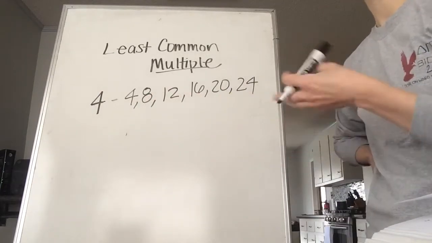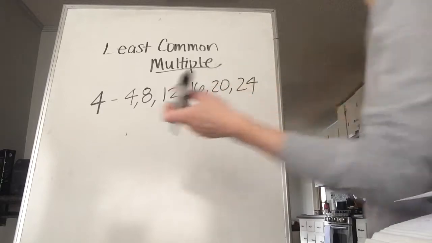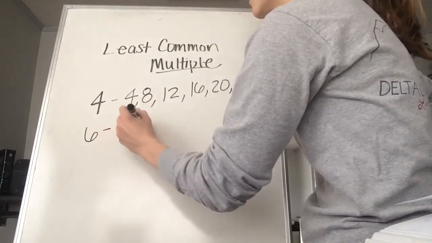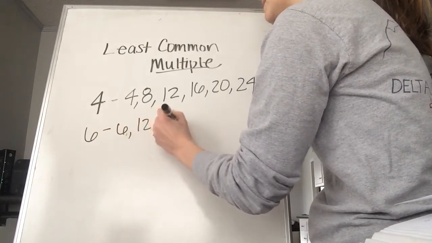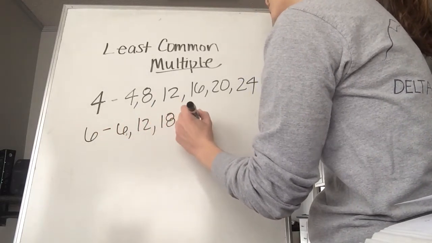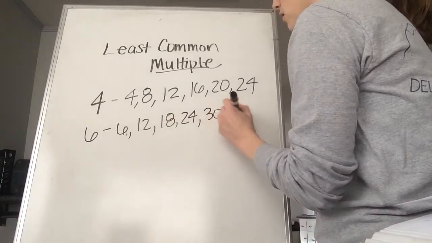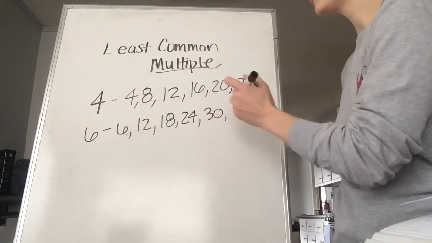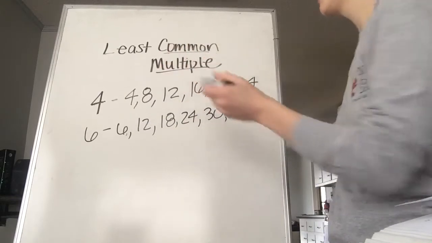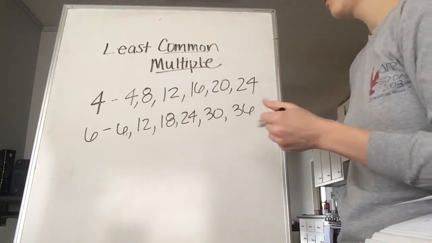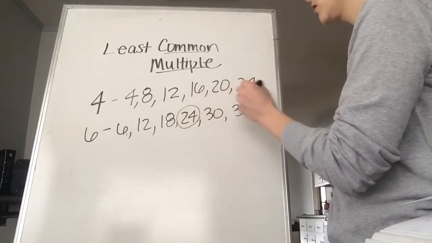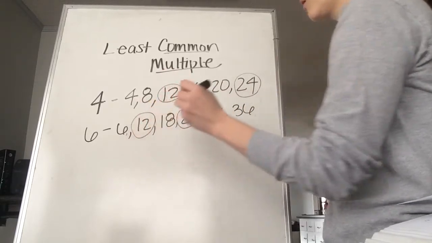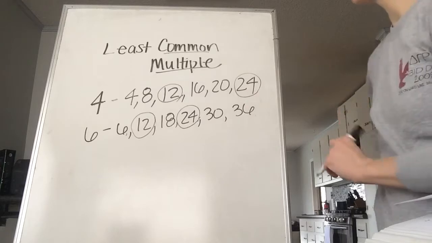Now, common means having in common. So let's take the number 6. Let's think of the multiples of 6. So 6, 12, 18, 24, 30, 36. Now, are there any numbers among the multiples that are in common or the same? Okay, so I see 24, 12. And they actually have more in common, but I'm not going to go out as far.